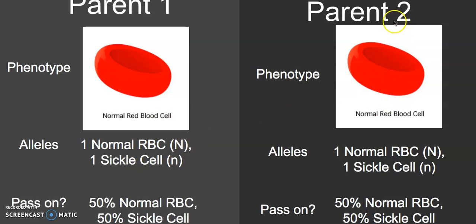Same with parent 2. Parent 2 is also a carrier of sickle cell. And so they are both 50% likely to pass on a normal red blood cell and 50% likely to pass down a sickle cell allele. They are both heterozygous. And since this is a recessive disease, again, they are both considered carriers because they don't have the phenotype themselves, but they can give it to their offspring.